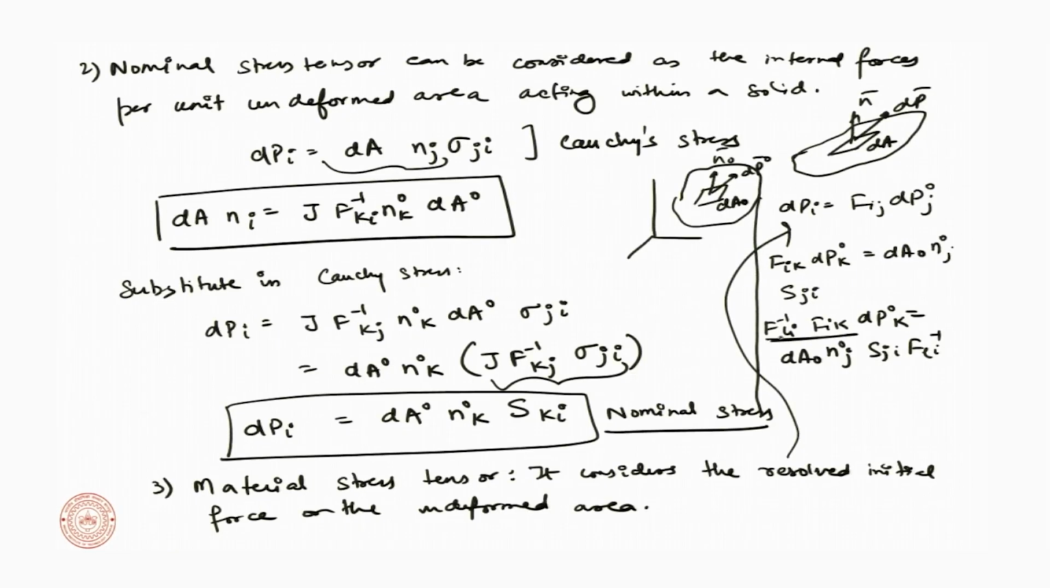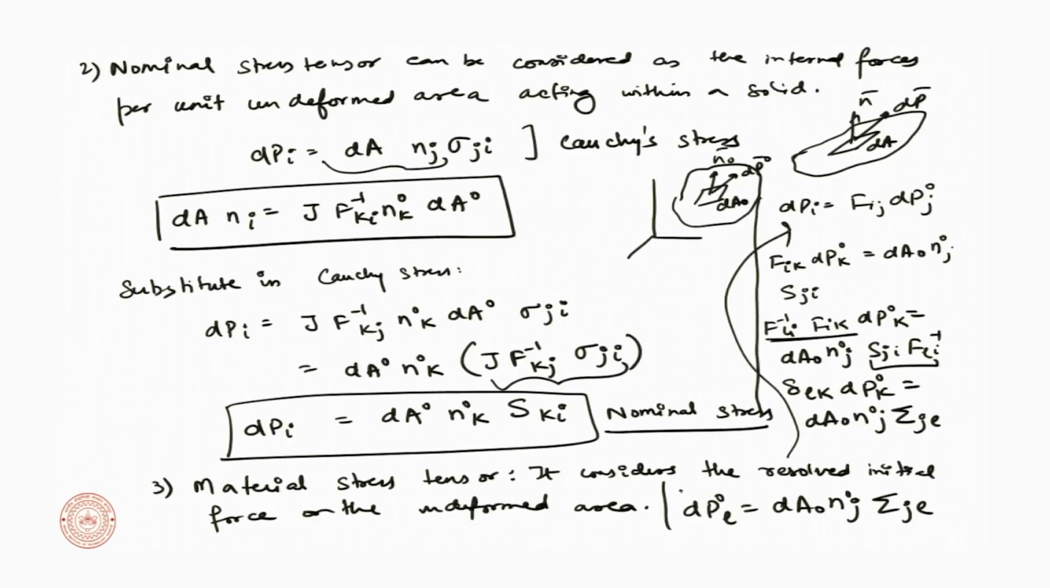All right, these two will give us delta of lk, d p naught into k is equal to dA naught n naught j, and this term is our sigma of j into l. Now j is repeating, l is the unrepeating index, and we can thus say from here that since delta lk into dp naught k, l and k can be replaced. So dp naught of l is equal to dA naught into n naught j into sigma jl. All right, this becomes our material stress.